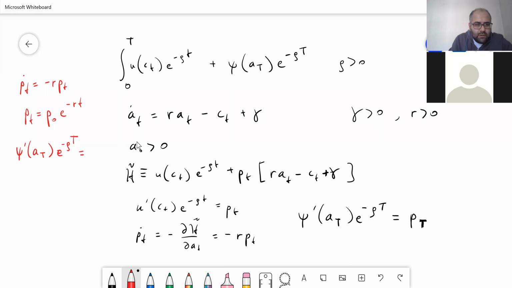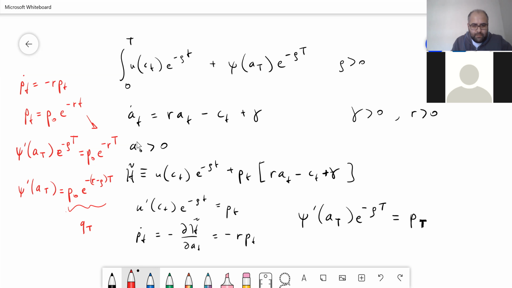So p(T) is at that date p0 e to the minus rT, right? Because of this. So psi prime a(T) will be equal to p0 e to the minus (r minus rho) T. Okay. Now this, my friends, will be q(T), right? Because this is now the current value. So this must be the current value of it. How do I know that?